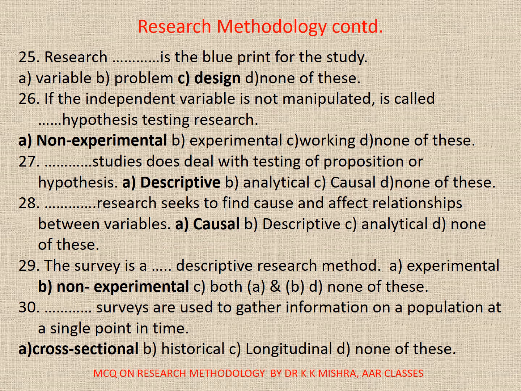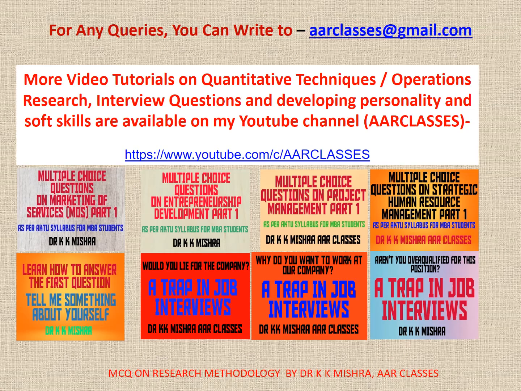Non-experimental. 30. Dash surveys are used to gather information on a population at a single point in time. A. Cross-sectional. B. Historical. C. Longitudinal. D. None. The correct option is A. Cross-sectional. So this was this video tutorial.